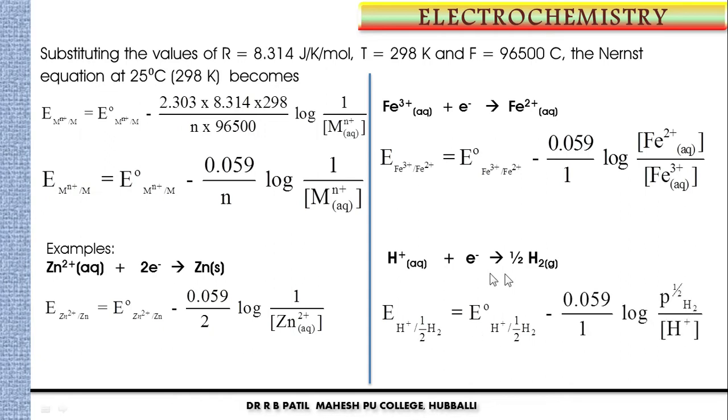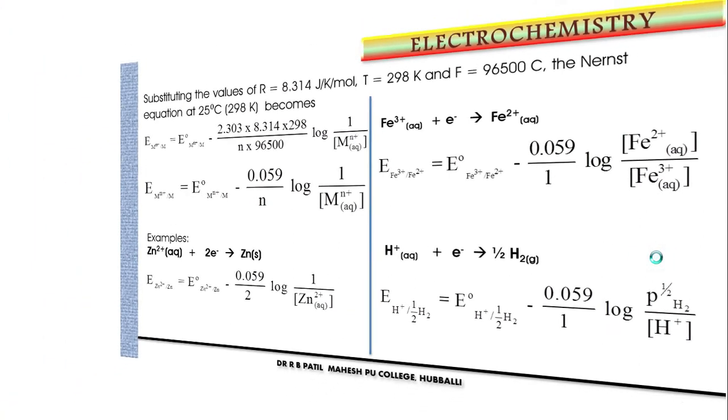So electrode potential of standard hydrogen electrode is equal to its standard electrode potential minus 0.0591, only one electron involved, 1 log. See here, when it is a gas, we are not going to write molar concentration. We are going to represent its concentration in the form of partial pressure. So P to the power half. Why P to the power half? Because half mole of hydrogen. So partial pressure of hydrogen to the power half divided by molar concentration of H plus to the power 1. I hope that it is clear to you, students.